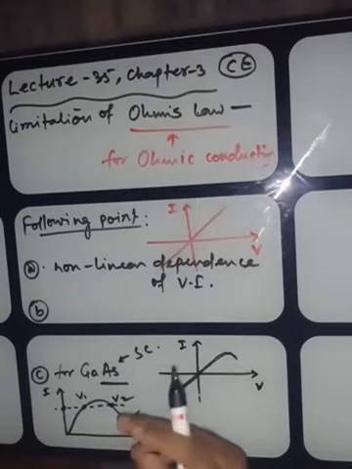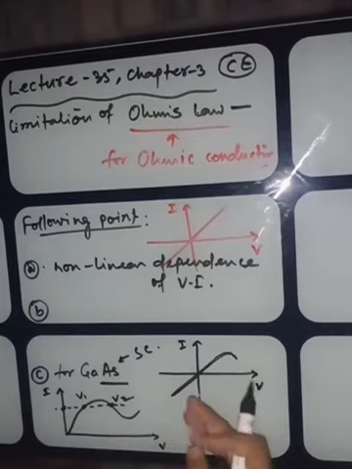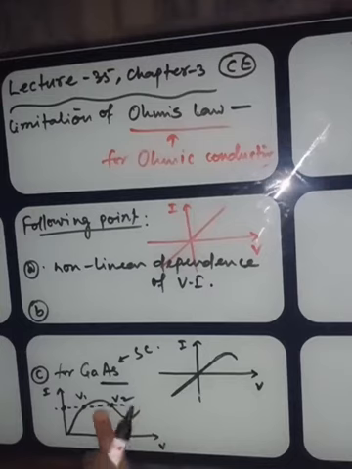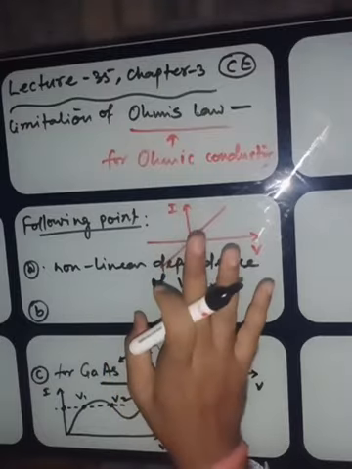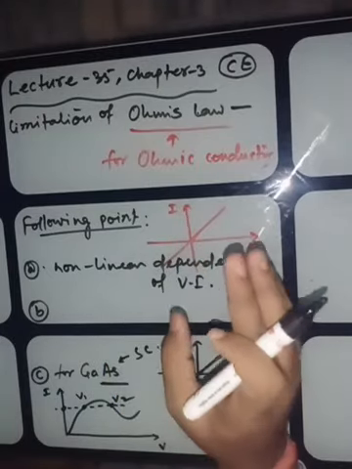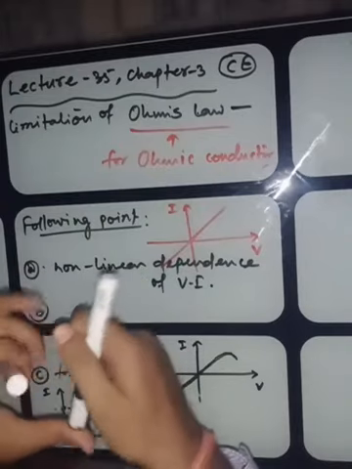So we may have more than one value of voltage for the same value of current. So these will be the limitations of Ohm's law, my dear students, and a few more you can study in NCERT in detail.